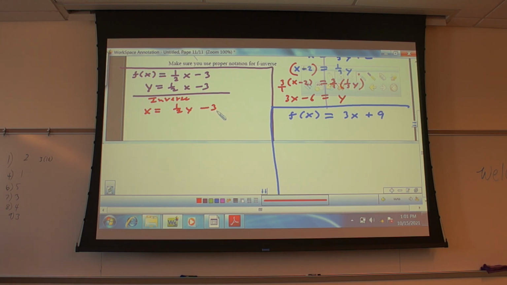Now I'm going to draw my little line straight down, keep things separate. And I'm going to add 3 to both sides. So then over here I'll have x plus 3 equals 1/2 y. Then now I need to get rid of the 1/2 y. So what do I need to do? I need to multiply both sides by 2.